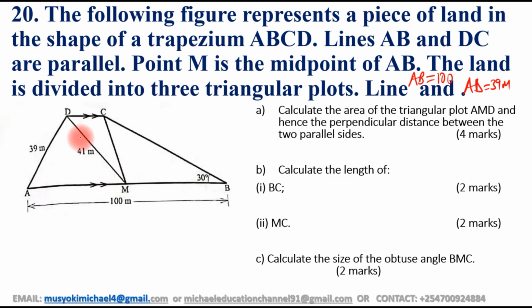We are required to calculate the area of the triangular plot AMD, and hence the perpendicular distance between the two parallel sides. Also, we are supposed to calculate the length of BC, then the length of MC, and then calculate the size of the obtuse angle BMC.